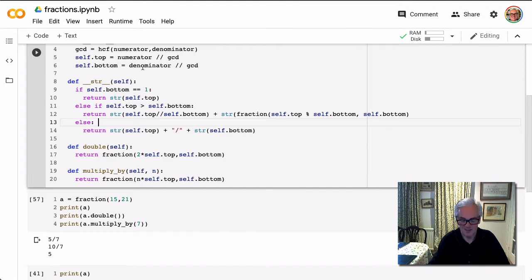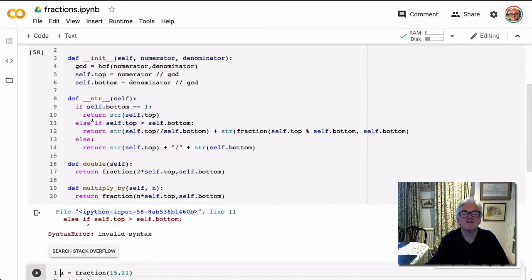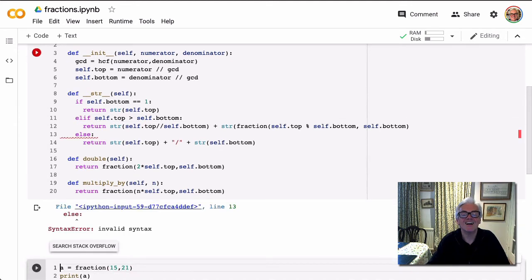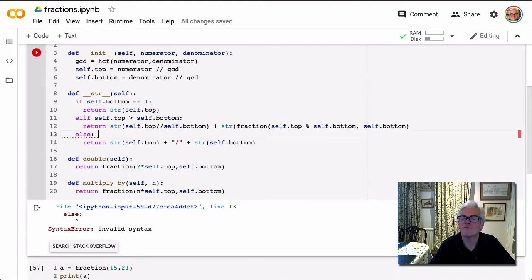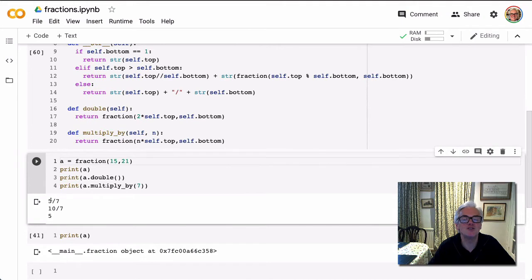Okay, so shift return. Else if. Sorry, my mistake. Too much elif. There you go. Too much JavaScript recently. Okay, it's not happy about that. Okay, we've got a syntax error here. That's because I've got the wrong number of brackets. Let's try that again. Okay, code runs, class is defined. Now we should be seeing 5/7, 1 and 3/7, and 5.